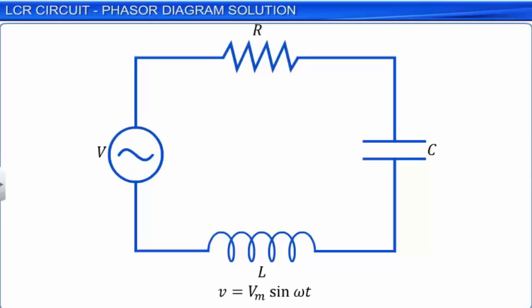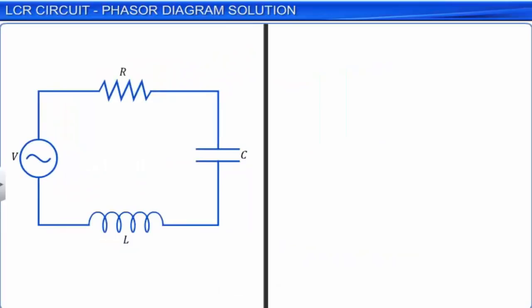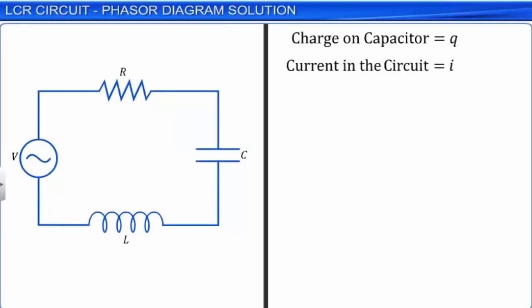As per the convention being used, subscript m denotes maximum value or amplitude of the quantity being considered. In the circuit, we see that the applied AC voltage V is the instantaneous voltage across the circuit. At any instant, the charge on the capacitor is Q, the current in the circuit is I, and dI by dt represents the rate of change of current in the circuit.